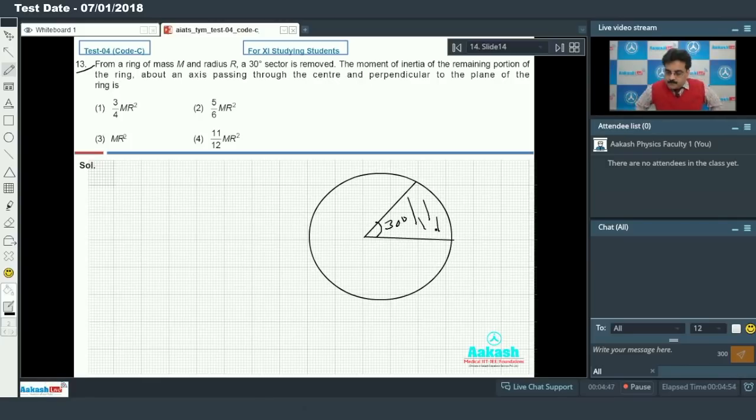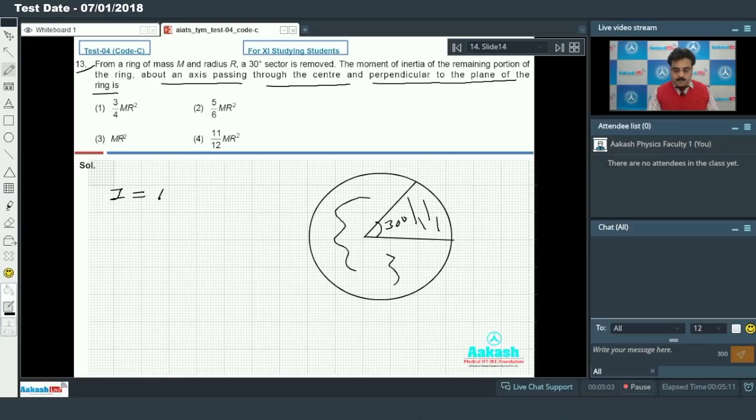The moment of inertia of the remaining portion of the ring, about an axis passing through the center and perpendicular to the plane of the ring, is. We know the moment of inertia of the ring about the center is given by m r square. And we know there will be no change in the formula if the shape of the ring changes. So I need only the mass.